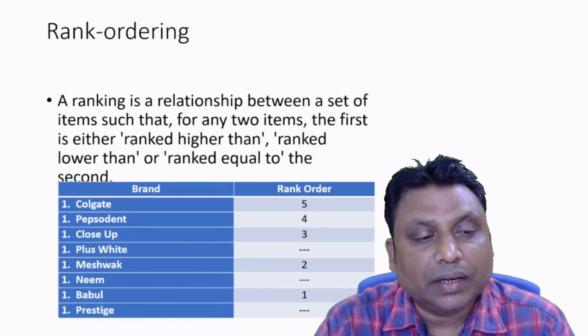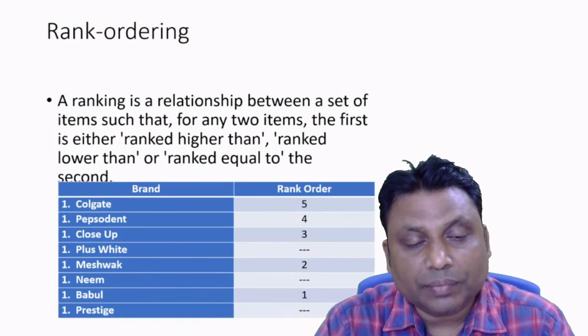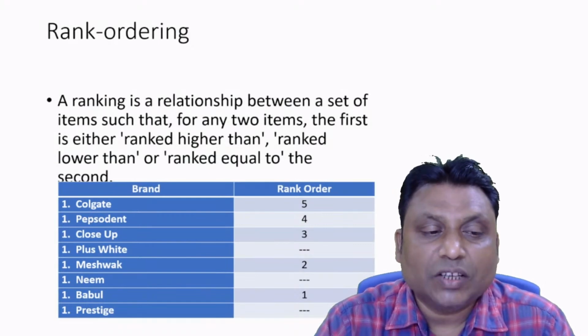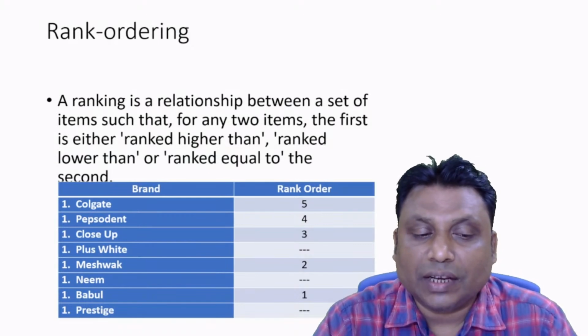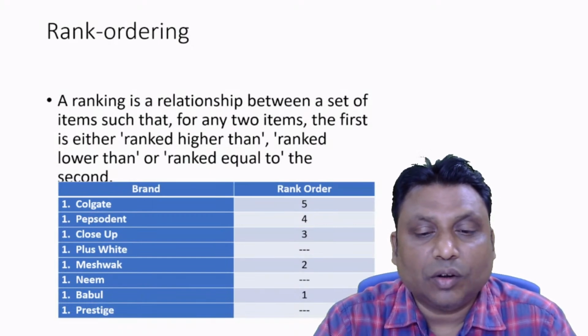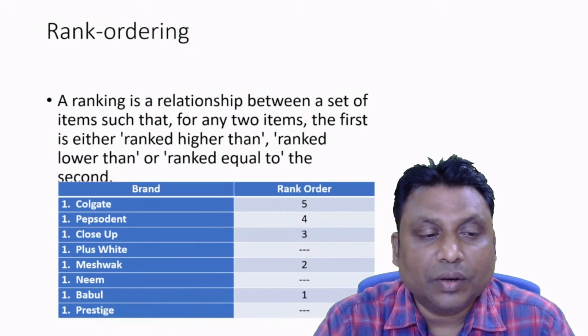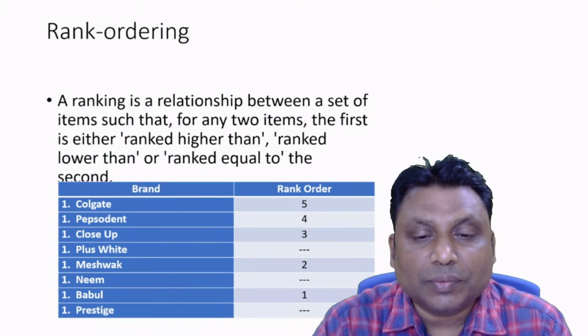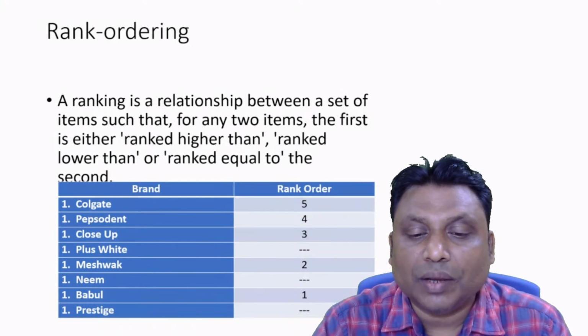So this brand list is given: Colgate, Pepsodent, Close Up, Plus White, Meswak, Neem, Babool, and Prestige. These are brands of toothpaste. So go for your rank. Babool 1, Meswak 2, then Close Up 3, then Pepsodent 4, Colgate 5. How many toothpaste brands are given? 1, 2, 3, 4, 5, 6, 7, 8. So out of 8, one respondent is asked to rank them 1 to 8.